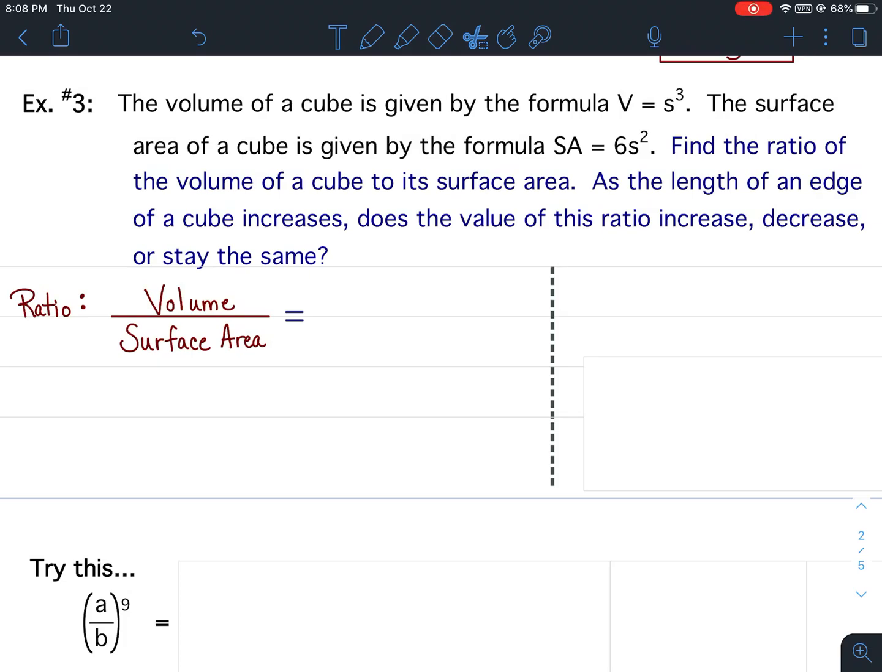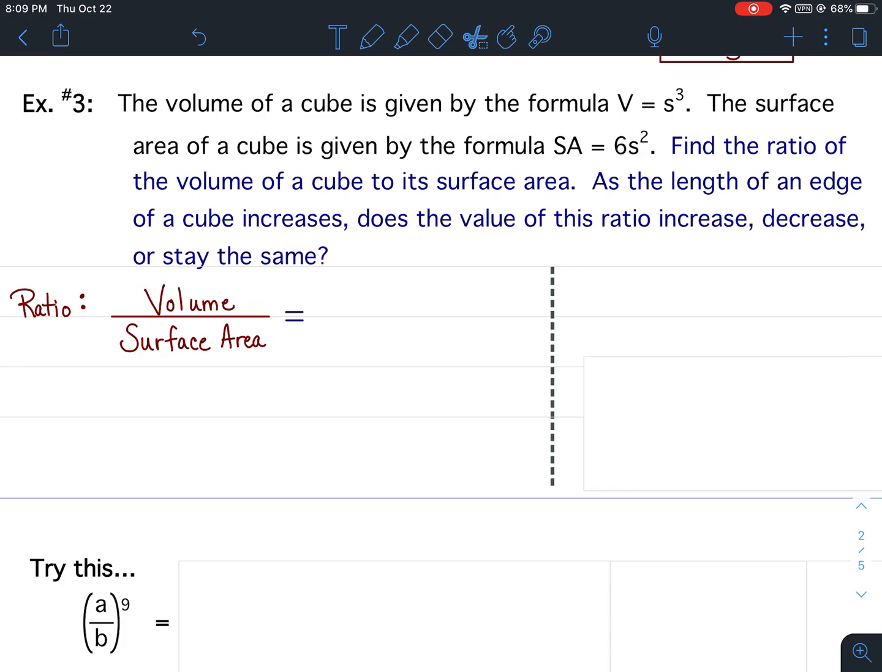Laws of exponents, dividing monomials, lesson 4.3 notes. Example number 3. The volume of a cube is given by the formula V equals S cubed, so volume equals side length cubed. The surface area of a cube is given by the formula SA equals 6S squared. In other words, surface area equals 6 times the side length squared. Find the ratio of the volume of a cube to its surface area.